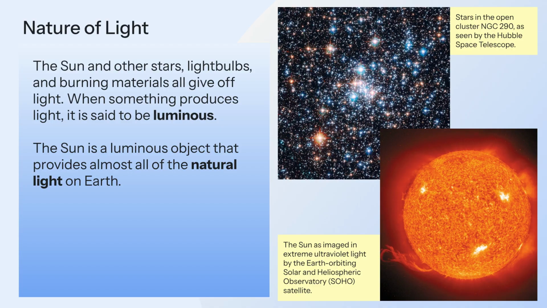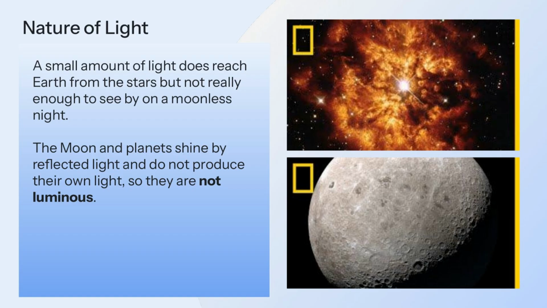But what about objects that do not produce their own light, like the moon? On a clear moonless night, only a very small amount of light from distant stars reaches Earth, and it is usually not enough to see clearly. Objects like the moon and the planets may look bright, but they do not make their own light. Instead, they shine by reflecting light from the sun. Objects that do not produce their own light are called non-luminous. The moon looks bright only because sunlight bounces off its surface and into our eyes.